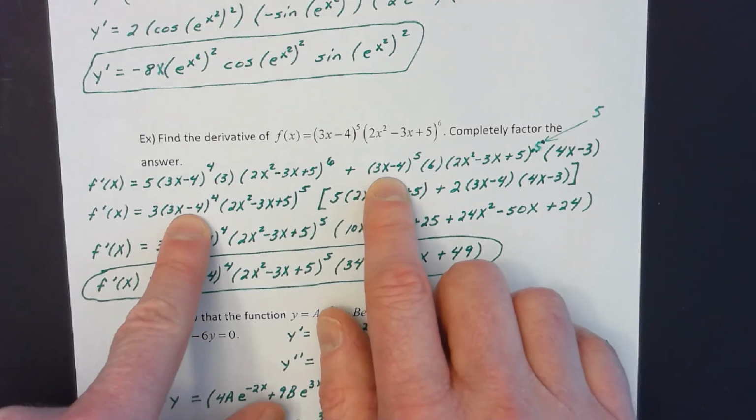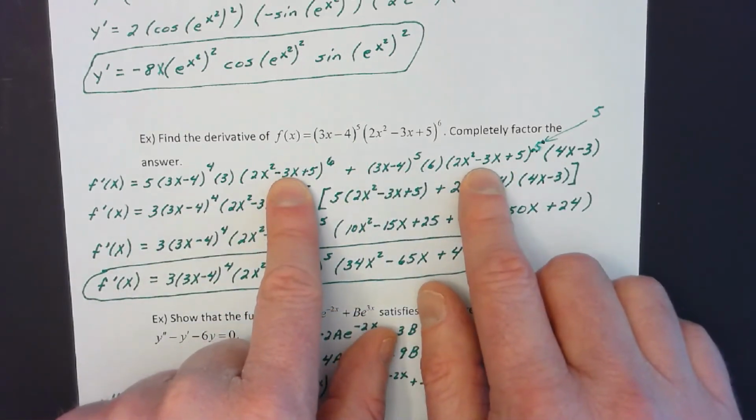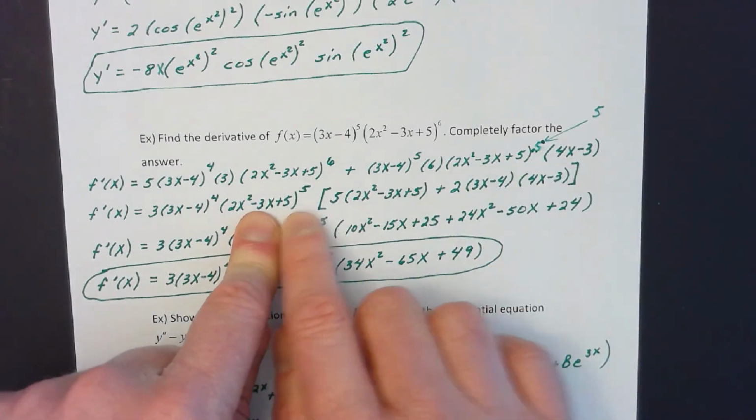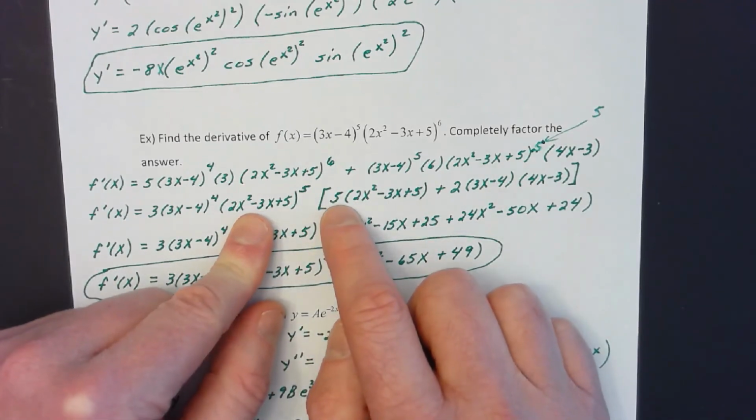They both at least have that. And I can factor out the group 2x squared minus 3x plus 5 to that 5th power. They both at least have that. When I factor out the greatest common factor, I can say what's left in the first term.